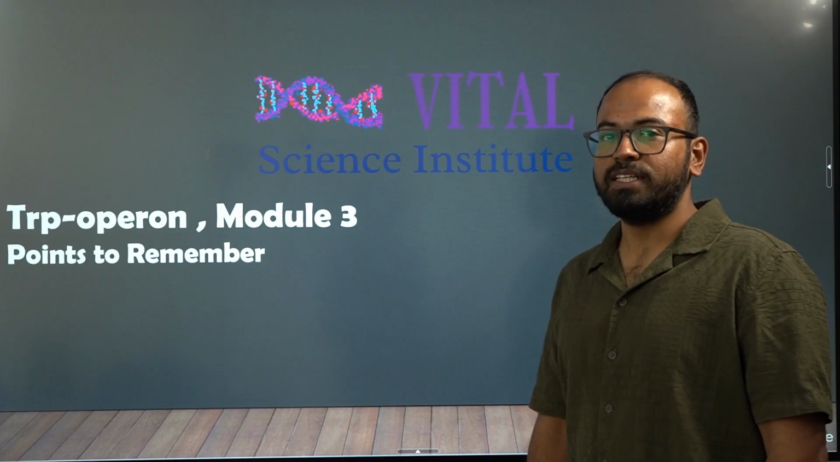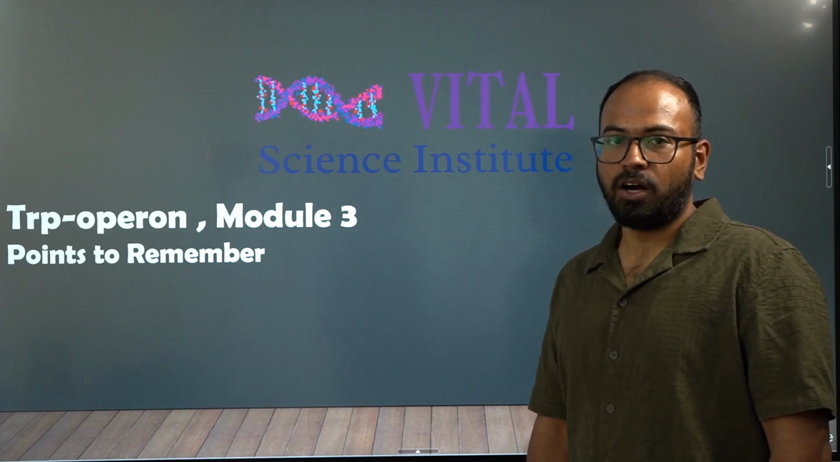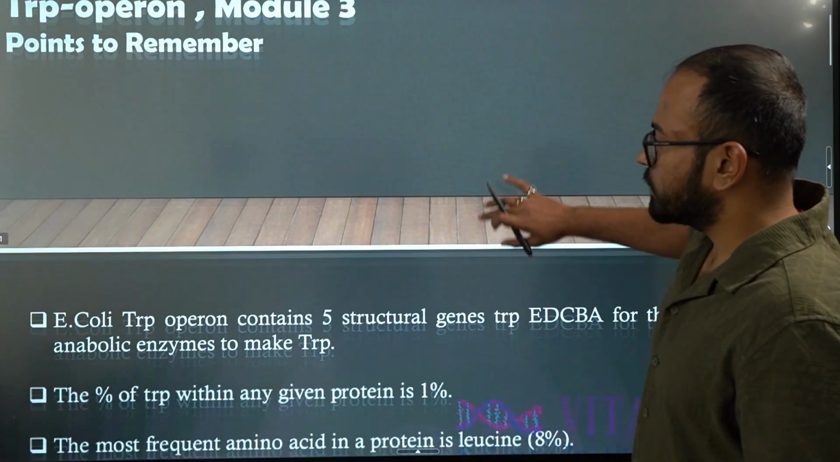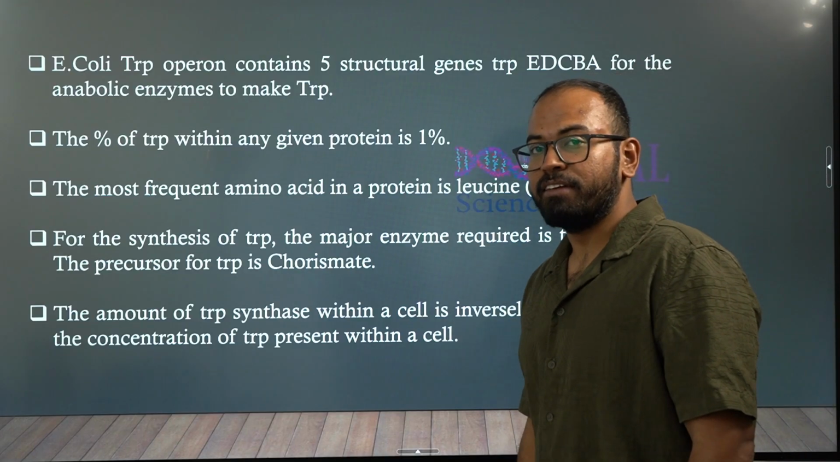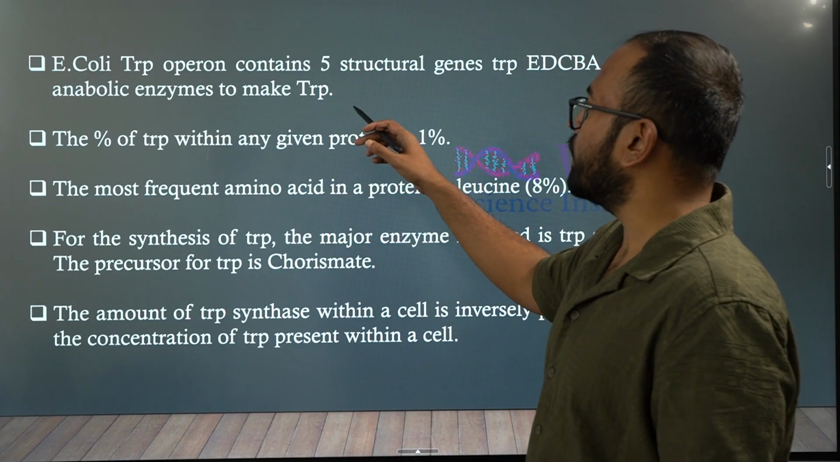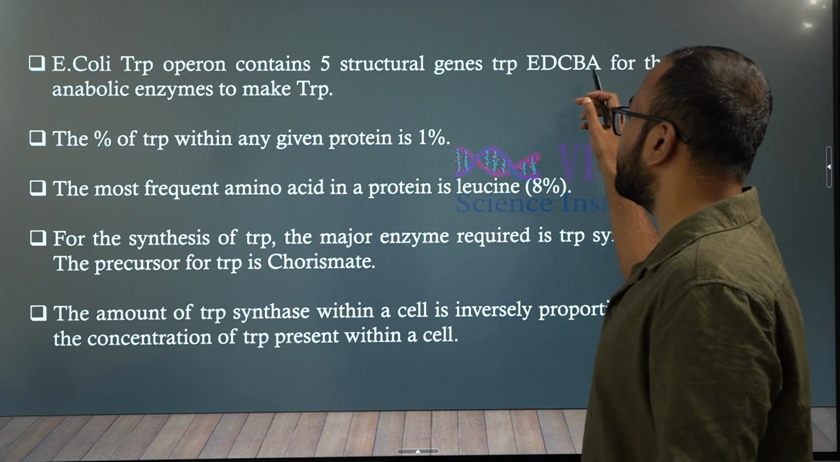In today's video, we will discuss the Trp Operon, a major regulation of genes in the prokaryotic system. Now, before going into the depth of it, let's understand a few points over here. E. coli Trp Operon consists of 5 structural genes, namely Trp EDCBA.